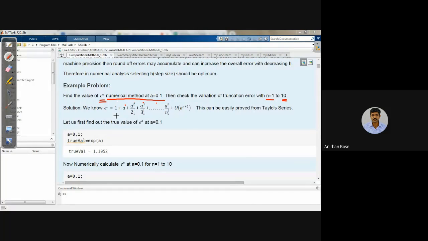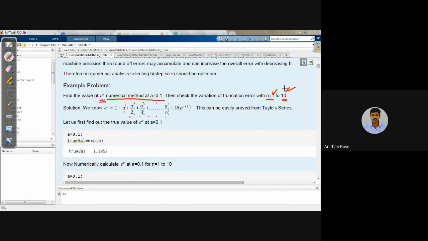If we take only one term, definitely the error will be high. If we take two terms, the error will be smaller than this one. But we want to check, if we take the number of terms from 1 to 10, how the truncation error is gradually decreasing. That we want to see.